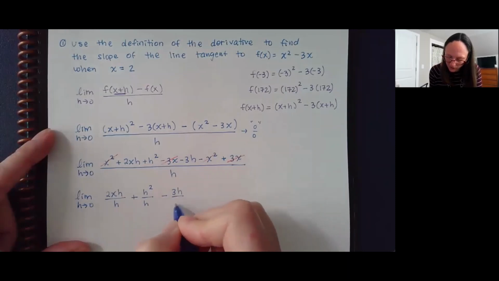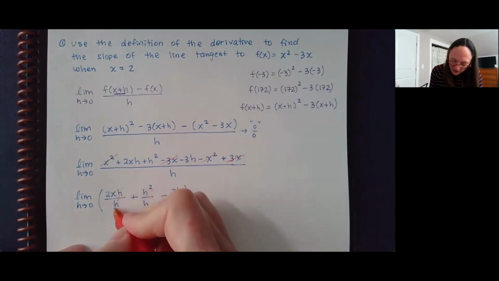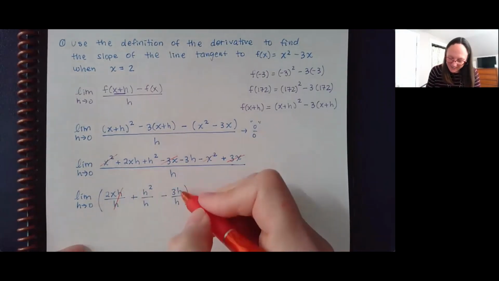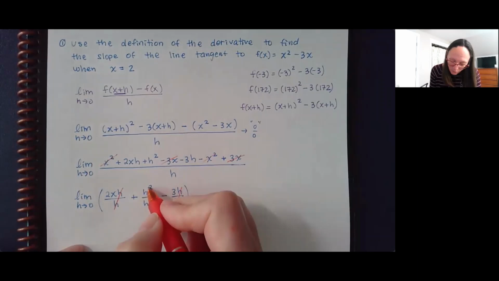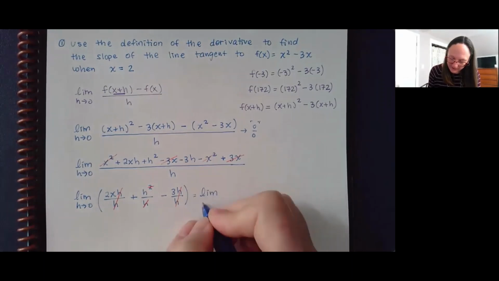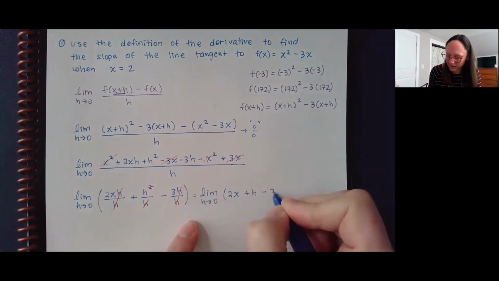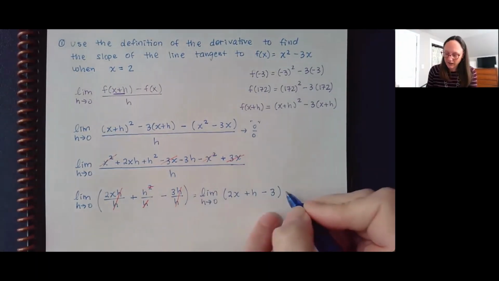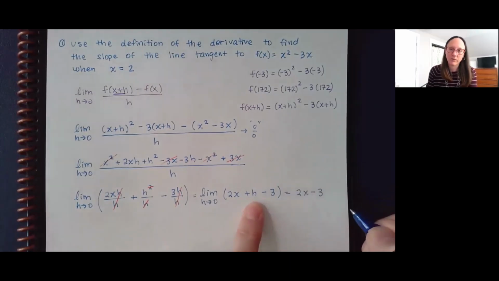minus 3h over h. Now I'm almost ready to take that limit, but I might as well simplify my life one more step, meaning this h over h is equal to 1, and this h over h is equal to 1, and that h squared over h, well, I can get rid of one of the h's on top, so that I'm looking at a limit as h approaches 0 of 2x plus an h minus a 3. And if I plug in 0 for h, I'm going to get 2x minus 3.